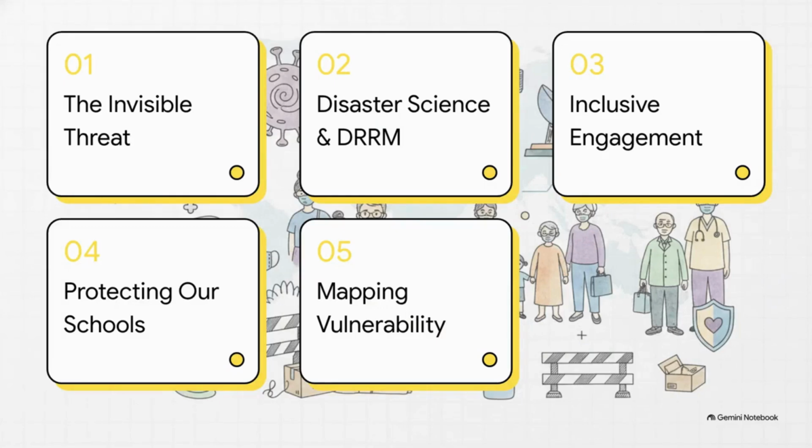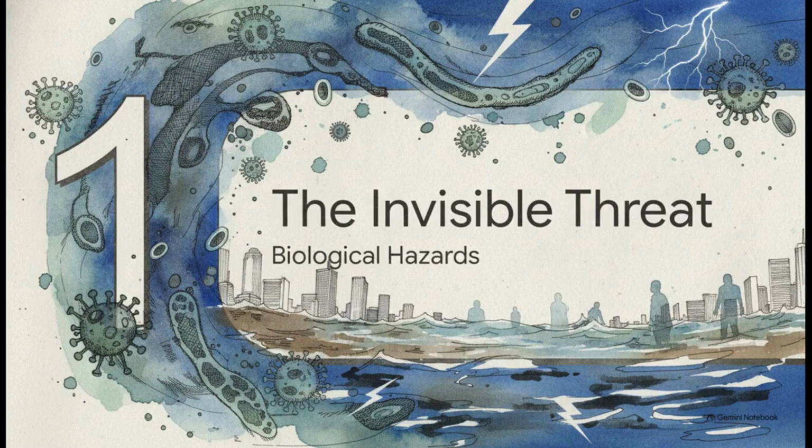Here's our roadmap for today. First, the invisible threat, then disaster science and DRM. Next up, inclusive all-of-society engagement, followed by protecting our schools, and finally, mapping vulnerability and risk. So, Section 1, the invisible threat.